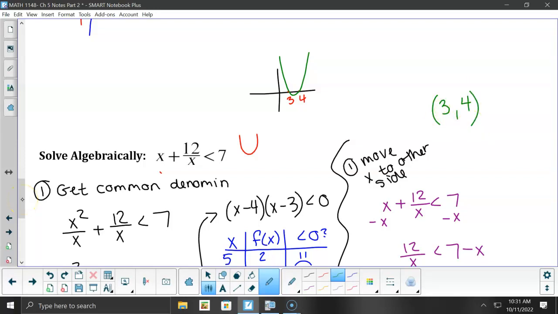It's whatever answers you can get between 3 and 4. And I didn't forget to write it in set builder. Does that make a little bit of sense? Still kind of funky?